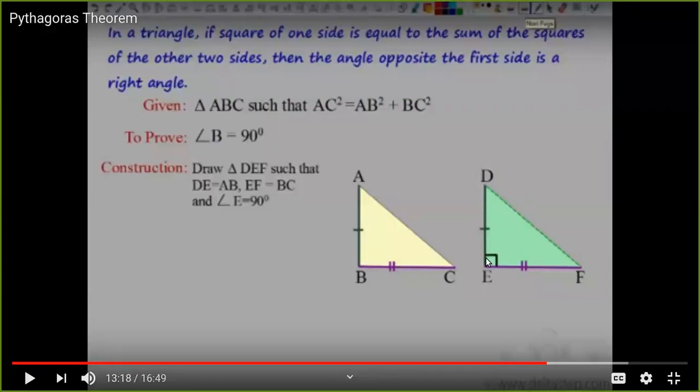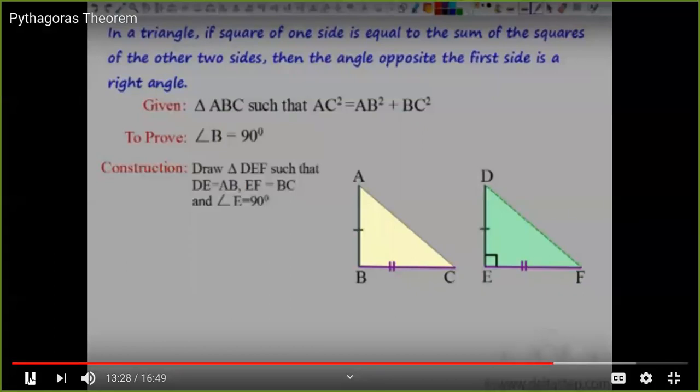But by construction, I am getting a right triangle in such a way that your DE is equal to AB and BC is equal to EF. So that construction is very important in the converse. Now, since angle E is 90 degrees, I know this is a right angle triangle. If this is a right angle triangle, I can apply Pythagoras.